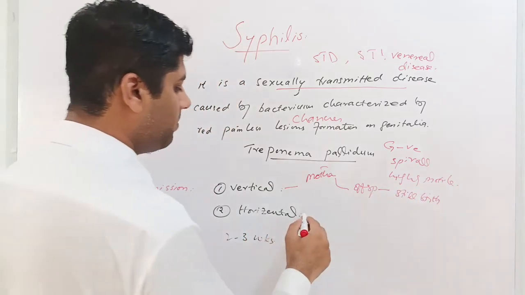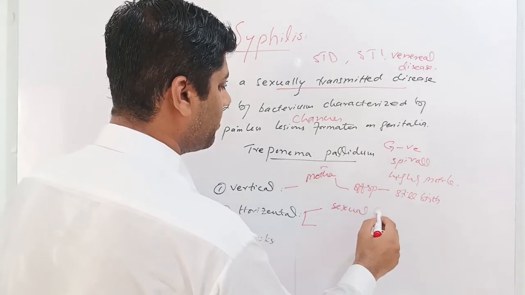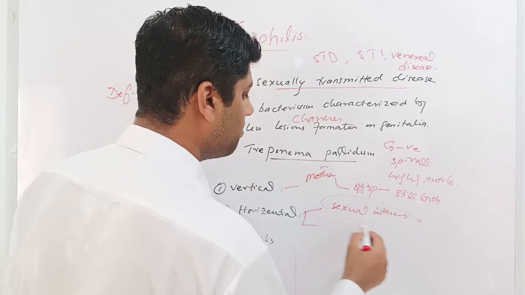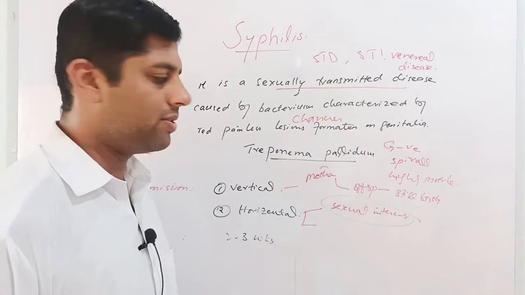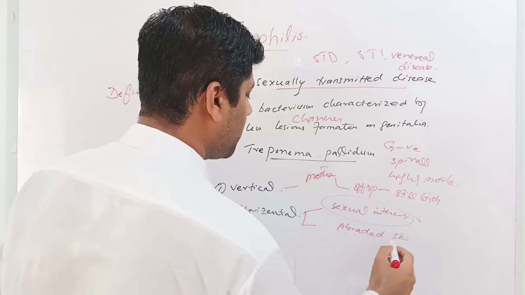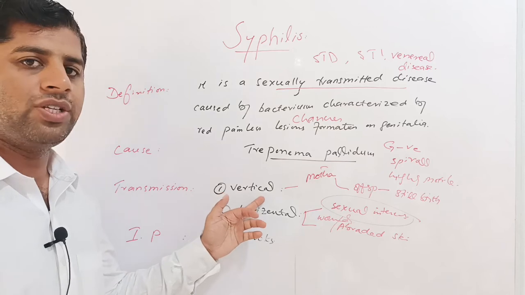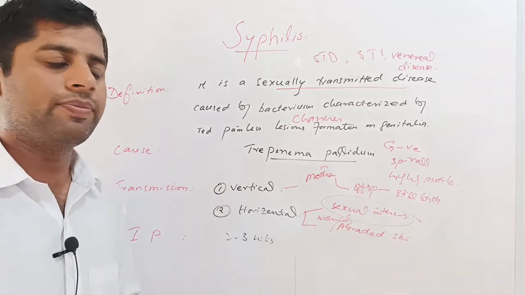The horizontal transmission may be of two types. One is through sexual intercourse with the infected partner, and it is the most common route of infection of syphilis. Second, through abraded skin. The bacteria can also pass through abraded skin or wounds. So these are the two routes of transmission of syphilis, vertical as well as horizontal.